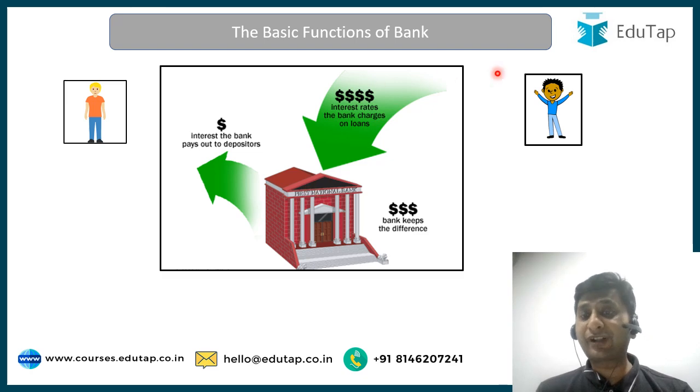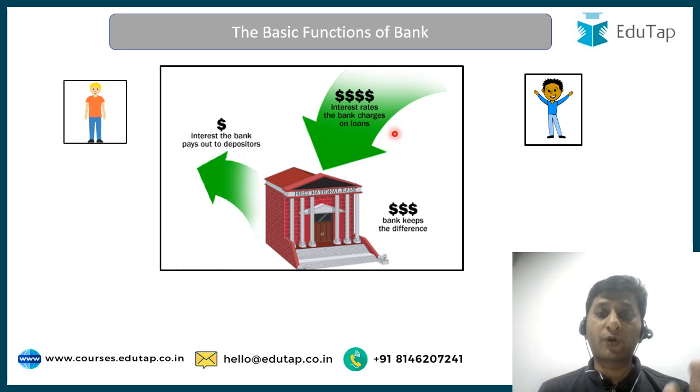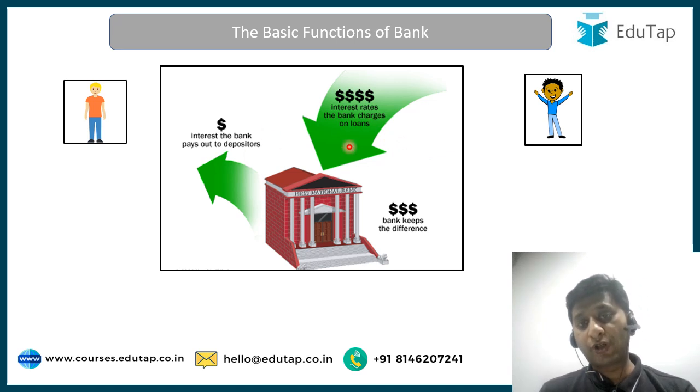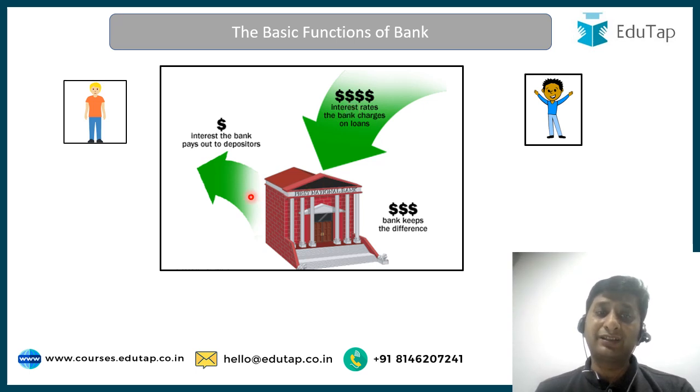Now the rate of interest which they will charge by lending the money would be greater than the interest that they would be paying to the depositors, right? So here it is denoted by dollars, that is $4 means that the amount of interest they are charging is say $4, though interest is always in percentage. And the amount of interest they are giving to depositors is $1. So here the unit of interest is denoted by dollar. So the difference would be $3. That is, the bank will keep this difference as its profit, right?